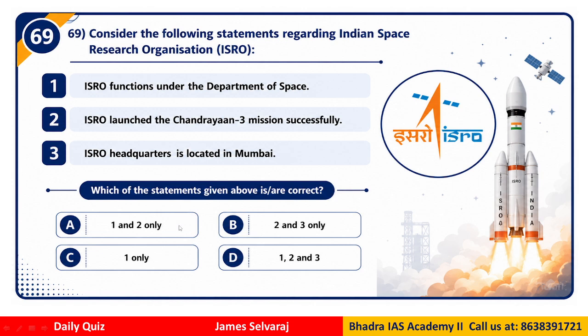Question number 69 from Science and Tech. Okay, so let's look at this. One, ISRO functions under the Department of Space. Two, ISRO launched the Chandrayaan-3 mission successfully. Three, ISRO headquarters is located in Mumbai. So which of these statements are correct? Yeah, which is wrong? So our options are 1 and 2, 2 and 3, only 1, 1, 2 and 3.